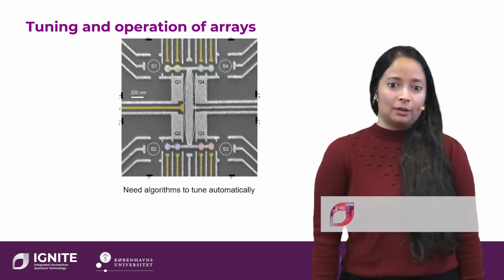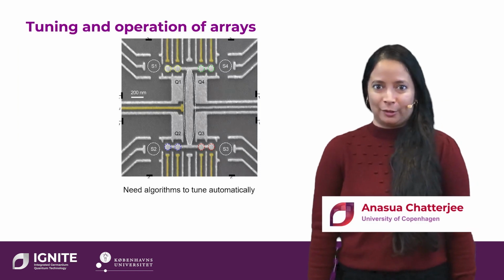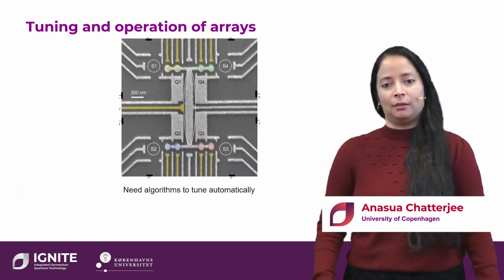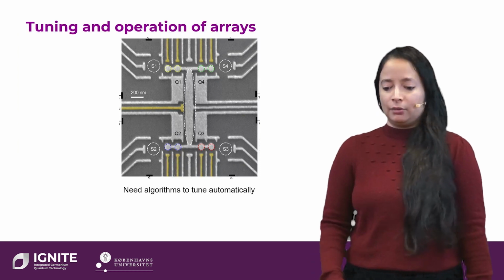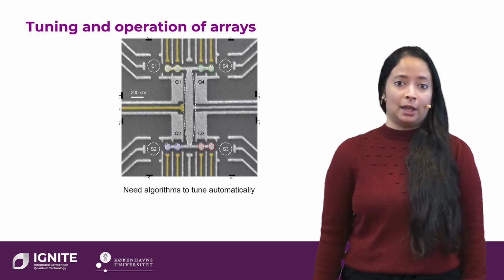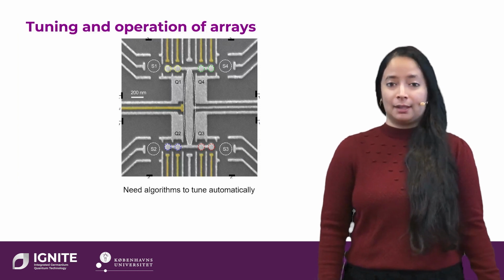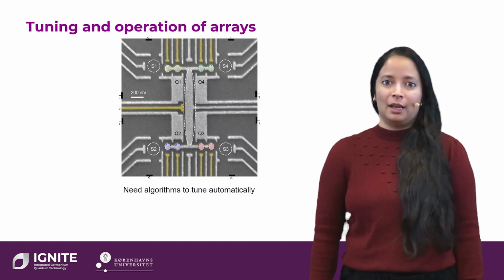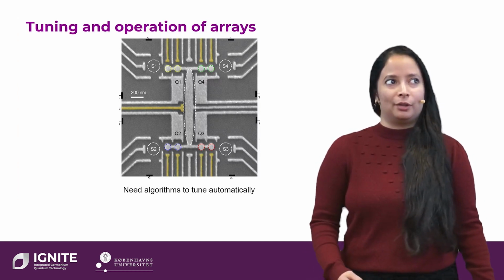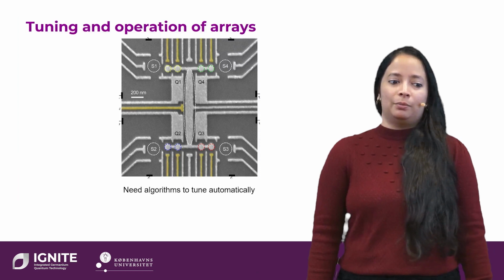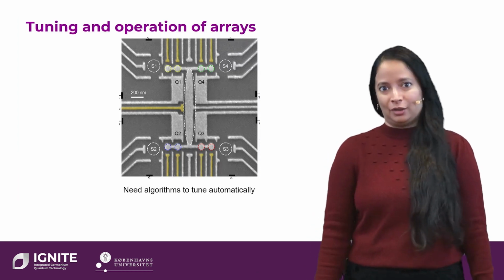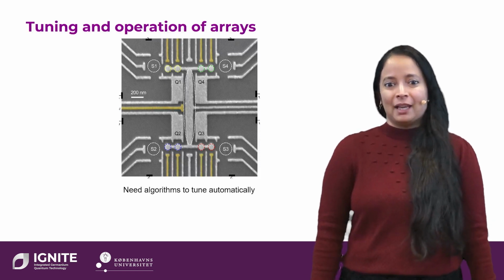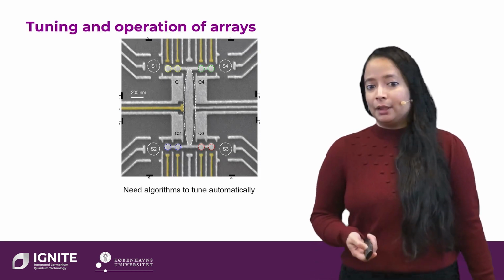So previously we talked about why we need algorithms to tune automatically. It's because spin qubit arrays and quantum dot arrays are getting more and more complex, and you need quite a few gate electrodes to tune even a single qubit to a well-controlled qubit. And so, if you want to do that for a larger array, you will probably need some kind of automation because doing it by hand will rapidly get very boring. So we covered why we need these algorithms.